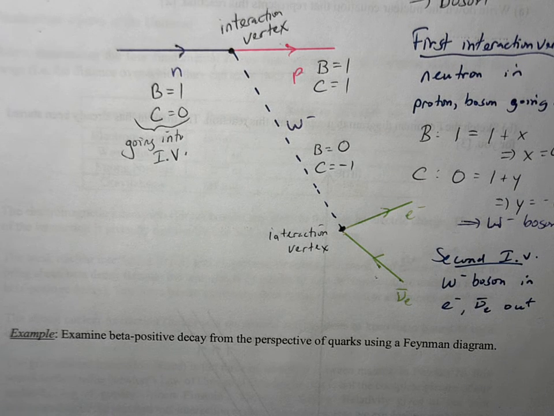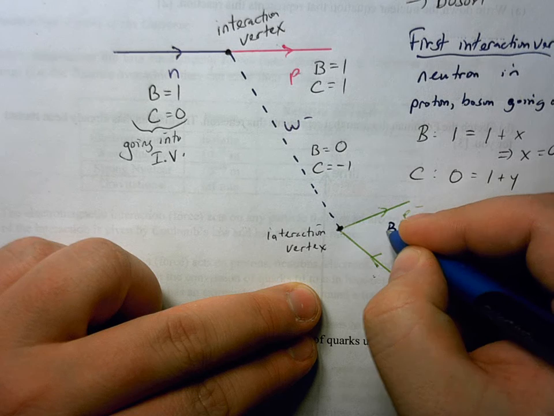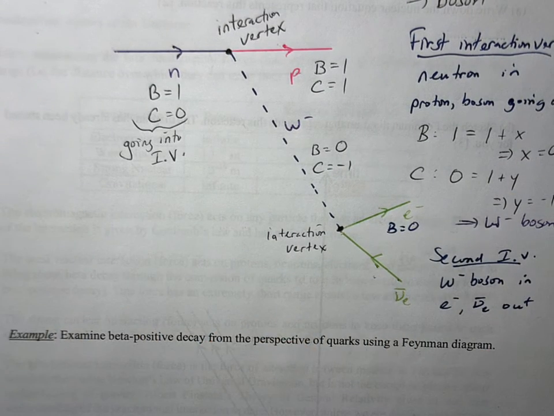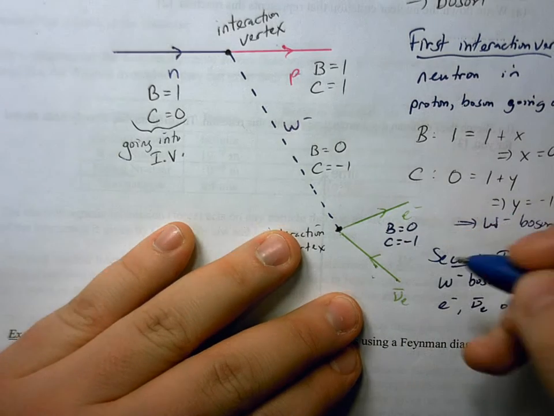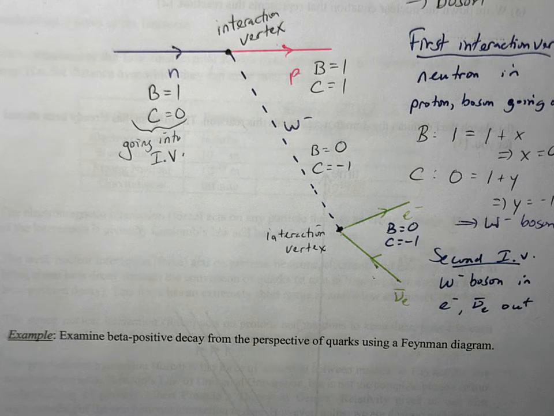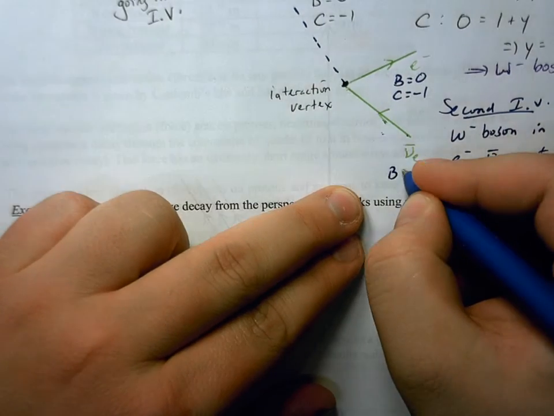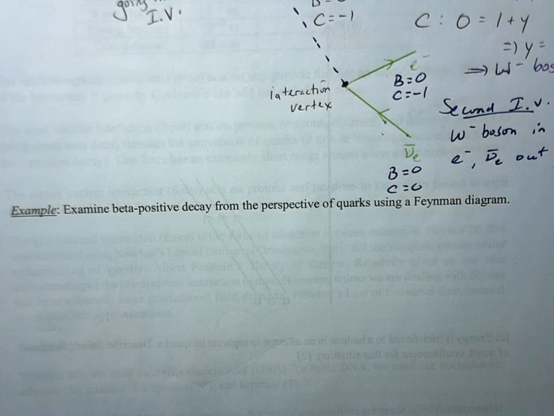Well, for the electron, we know that the electron has a baryon number of 0. Being a lepton, a fundamental particle, it's not going to be made of quarks, so it can't have a baryon number. And we know the relative charge of the electron is -1. For the antineutrino, we know that it's a lepton, so it's going to have a baryon number of 0, and the antineutrino does not have a charge.